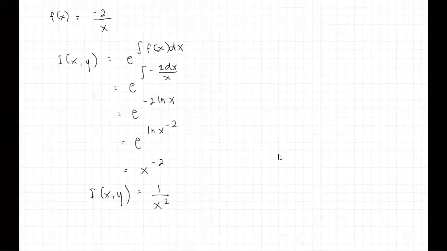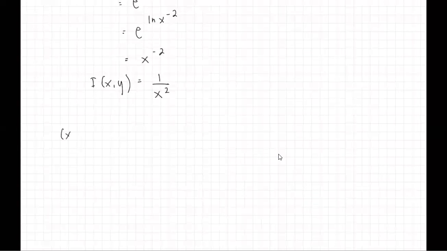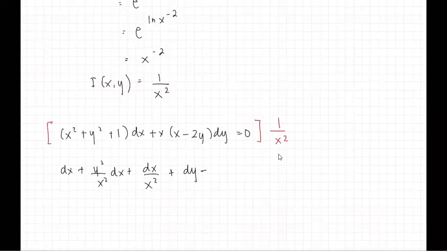So, meaning, we will multiply 1 over x squared to the original equation to solve the differential equation. Let me rewrite the original equation. We have (x squared plus y squared plus 1) dx plus x times (x minus 2y) dy is equal to 0. Then, multiply our integrating factor 1 over x squared. So, let's distribute to all terms. This will be dx plus y squared over x squared dx plus dx over x squared plus dy minus 2y over x dy is equal to 0.